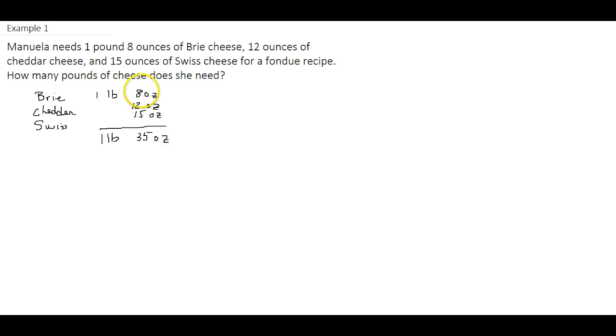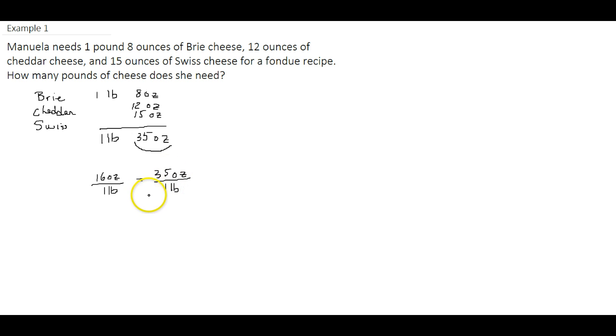Let me just double check that, 8 and 12 and 15, yeah, 35 ounces. And this 35 ounces needs to be converted into pounds. And we know that for every 16 ounces, that's equal to 1 pound. And I want to know how many pounds 35 ounces is.